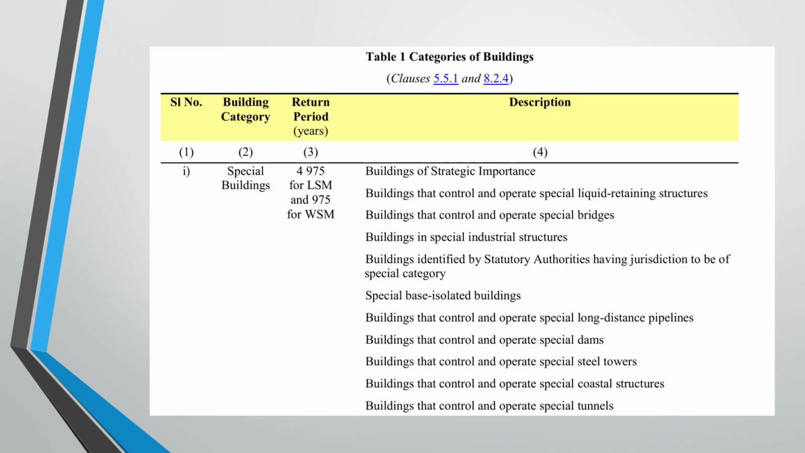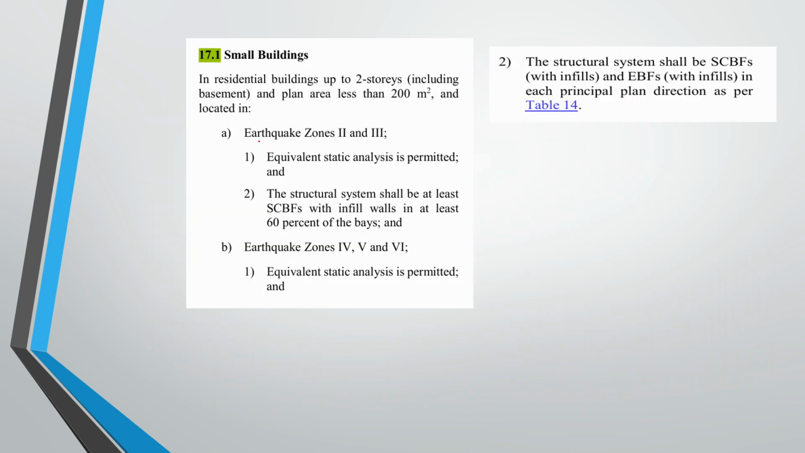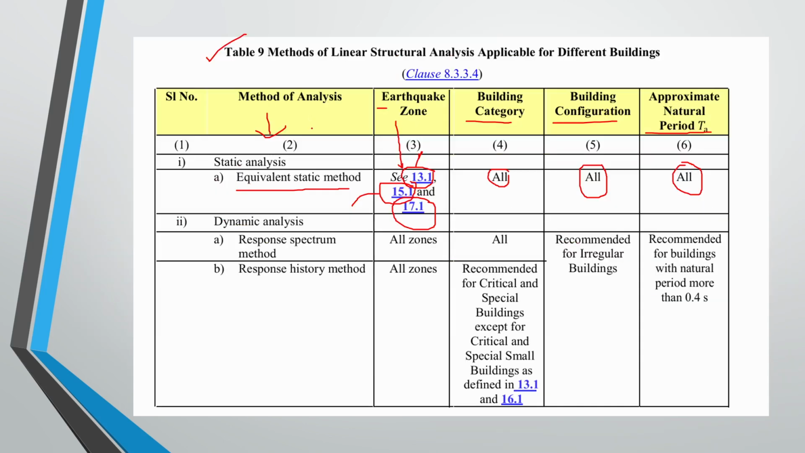So this is 15.1. Similarly, 17.1 gives the idea about steel building. Okay, so the requirements are given. So this is all about the equivalent static method. It is recommended here, but it is limited by the clauses.